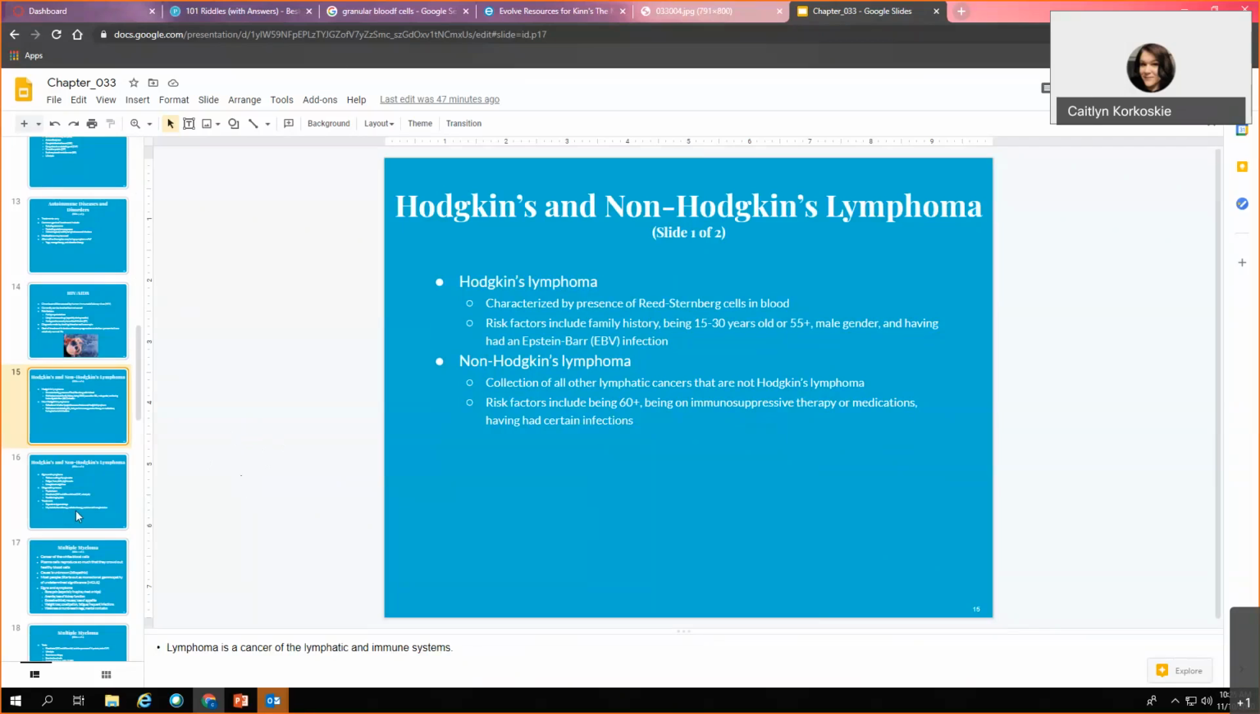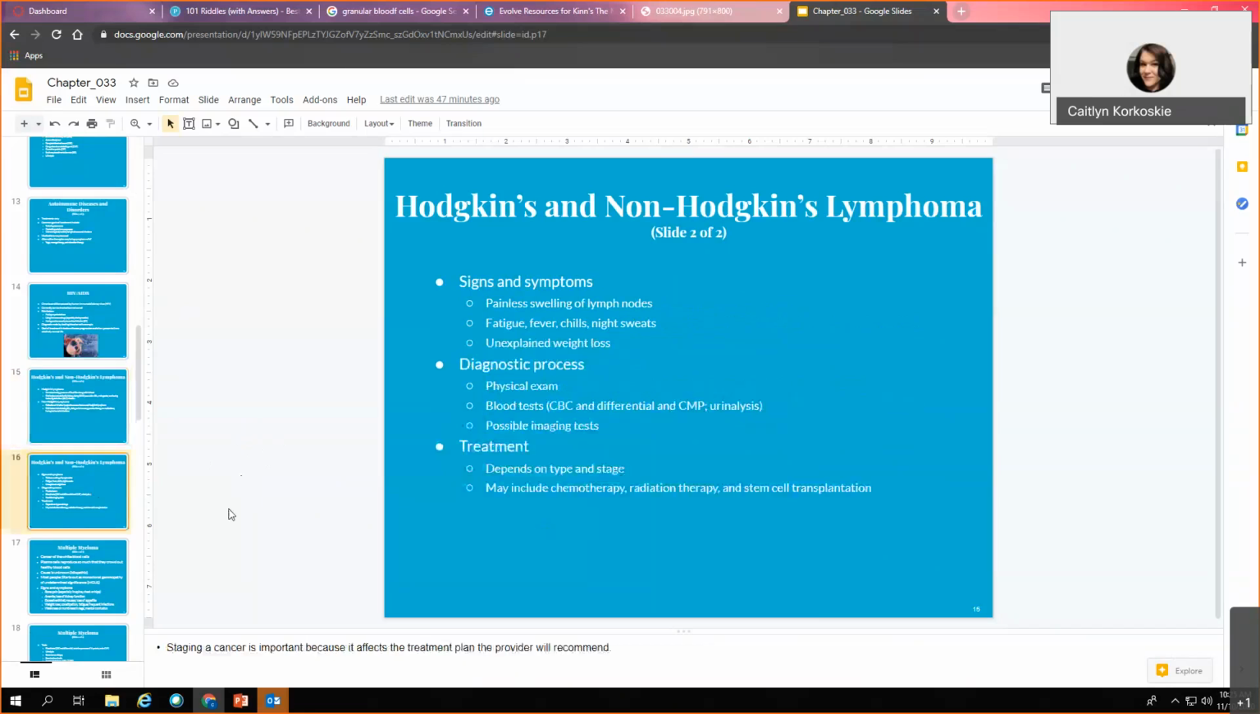So what I'll do is I'll also include a video that explains this a little bit better, because I don't think that this definition explained it super well, the difference between Hodgkin's and non-Hodgkin's and exactly what it is.